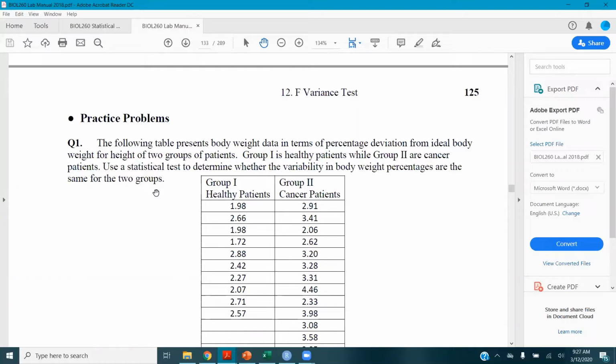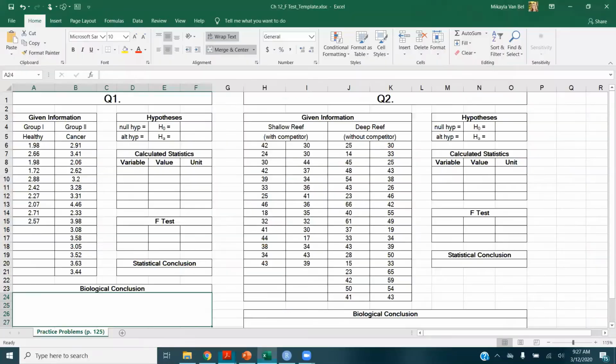And the question asks us to use a statistical test to determine whether the variability in these body weight percentages are the same for the two groups. This data is copied here. And I'm going to zoom in just a little bit.